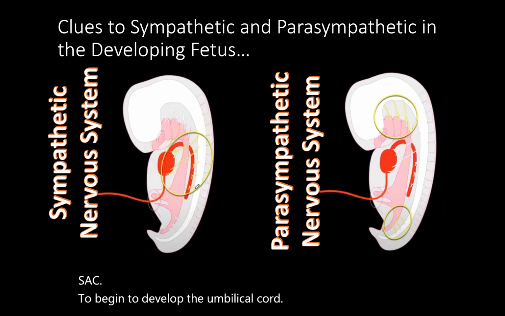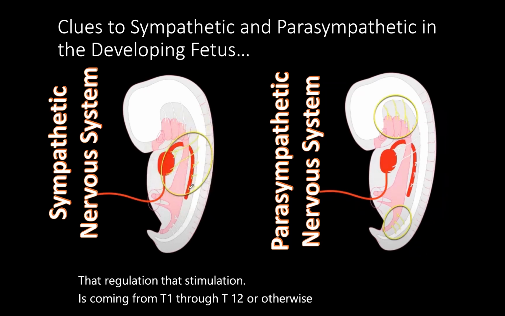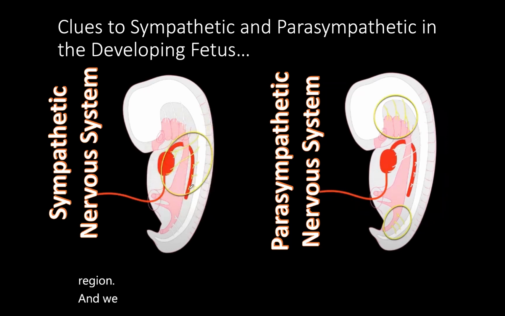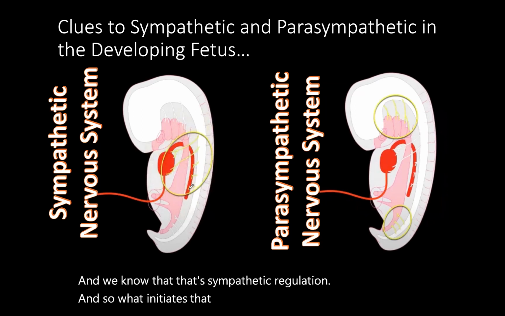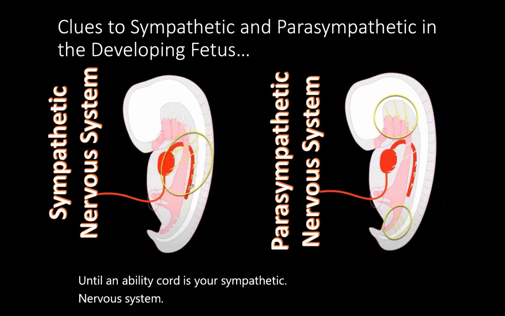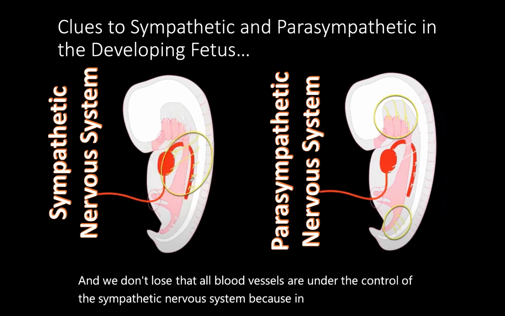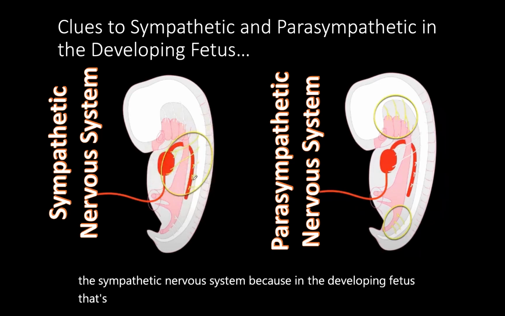Well, that regulation, that stimulation, is coming from T1 through T12, or otherwise the thoracolumbar region. And we know that that's sympathetic regulation. And so what initiates that conversion going from the yolk sac into an umbilical cord is your sympathetic nervous system. And we don't lose that. All blood vessels are under the control of the sympathetic nervous system, because in the developing fetus, there are the nerves that are closest to the developing umbilical cord.